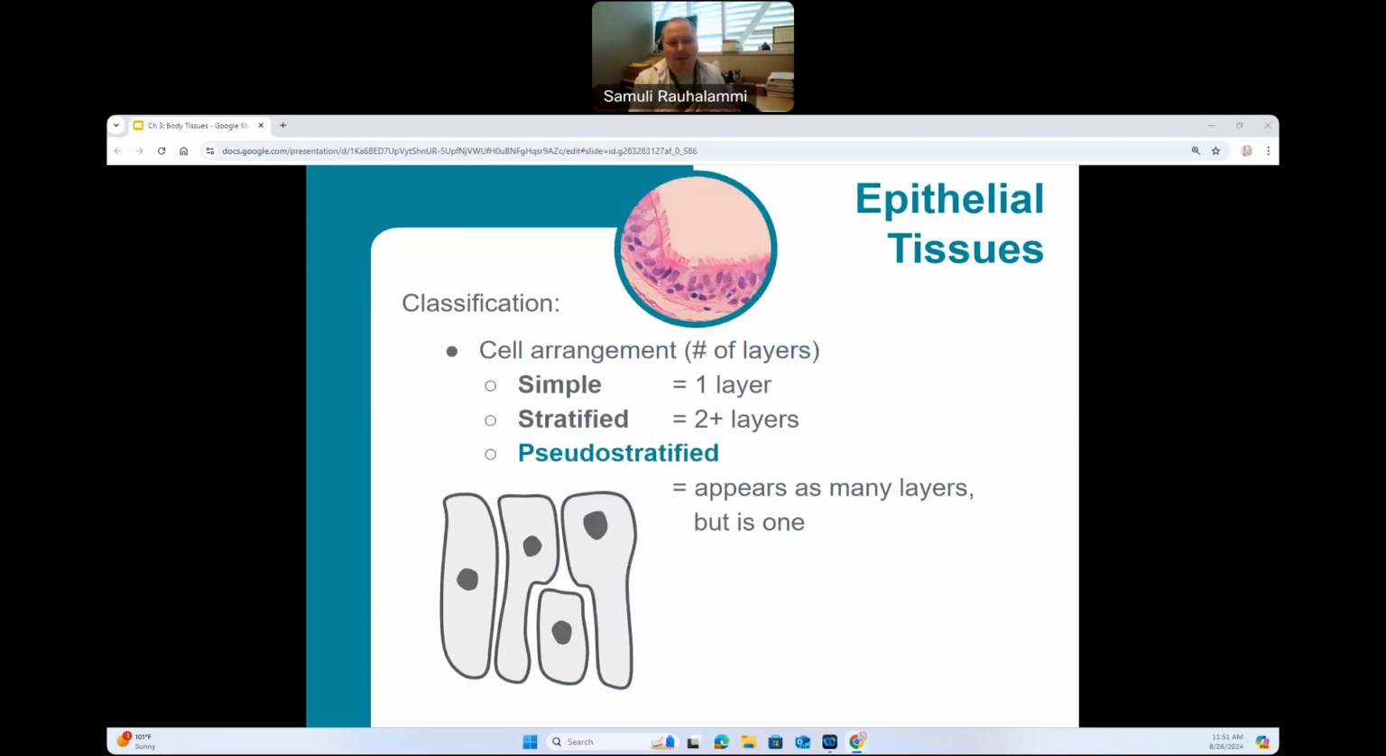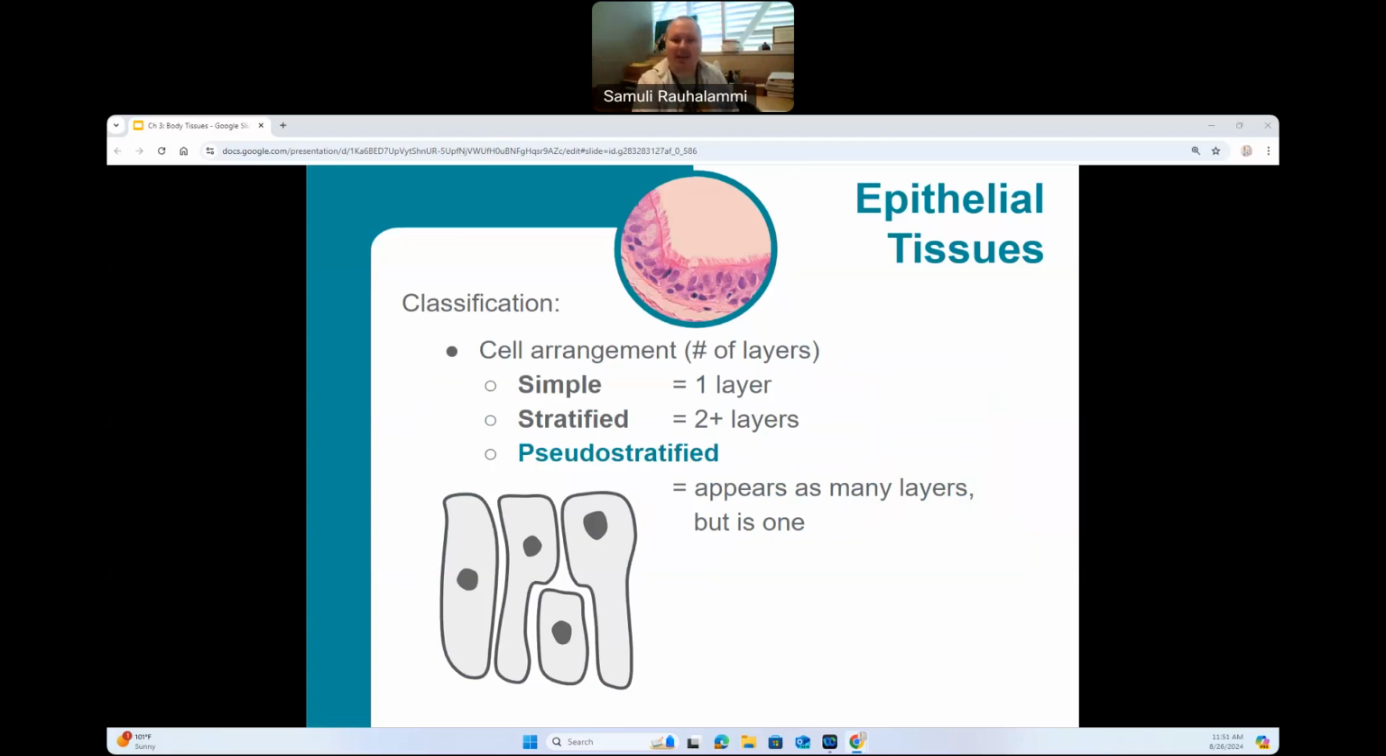Then we sometimes also have epithelial tissue types that appear to have multiple layers, but in reality, it is just a single layer of cells. You remember the word pseudo refers to something being false. For example, pseudoscience, things that are called science but are not real science, would be things like reading tea leaves or astrology.